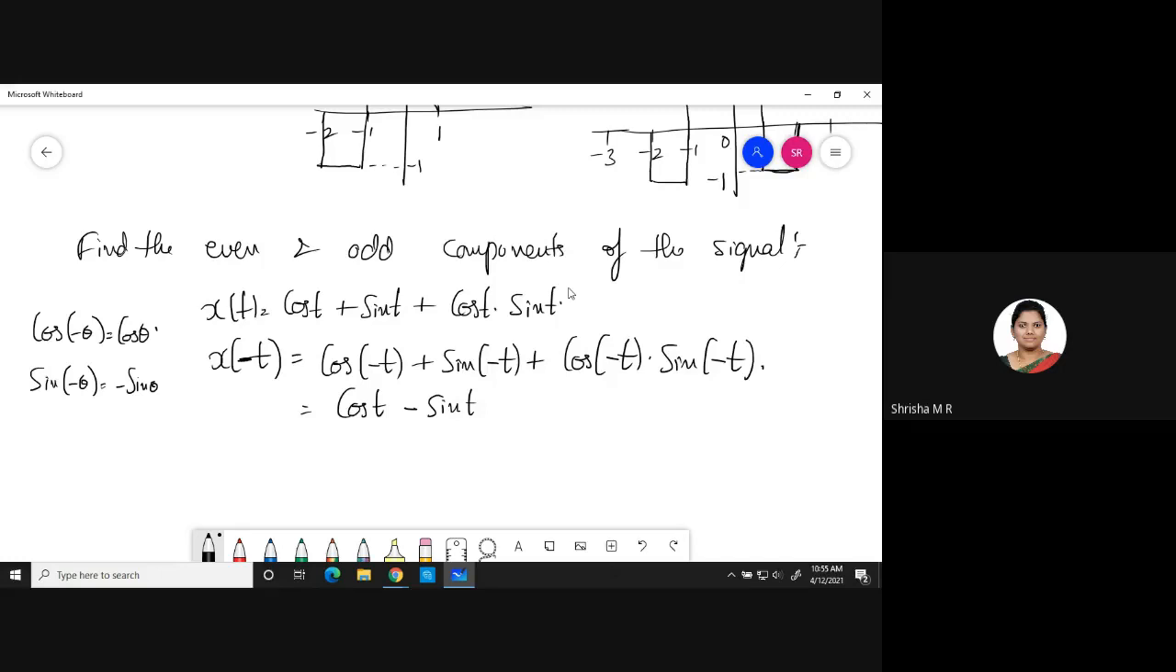What happens to this? This is cos t only. This will be minus sin t. So I'll write minus cos t into sin t. This is your x of minus t.